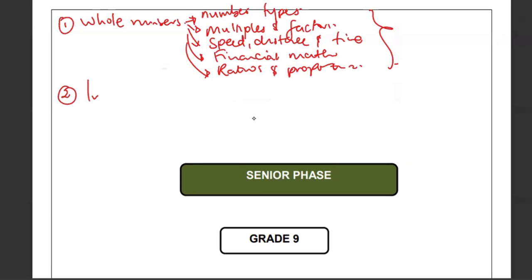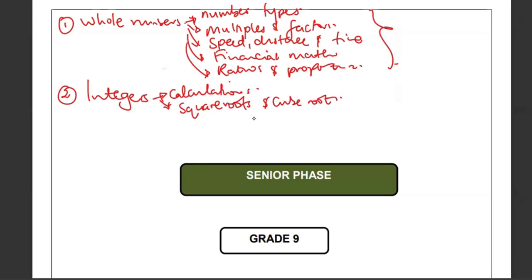Number 2, we expect to have the integers. Okay, that is the positive and the negative whole numbers. And under the integers, we need to know how to do the calculations, calculations that involve integers. And then besides the calculations, we need to know things to do with the square roots and then the cube roots of numbers and how we work around with those numbers in an equation expression.